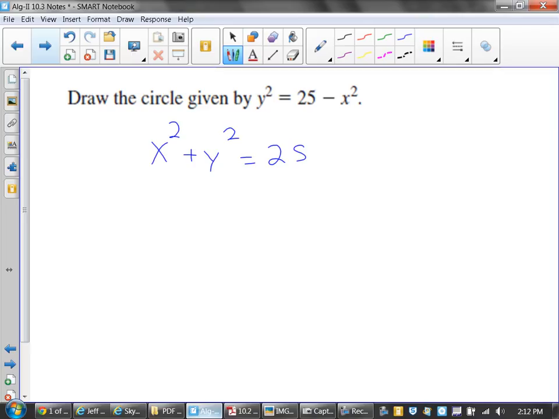So now I'm in standard form. So you have x squared plus y squared is 25. What's your radius? 5. Radius here is going to be 5. So when you go to graph this, again, this is centered at the origin. Nothing fancy.